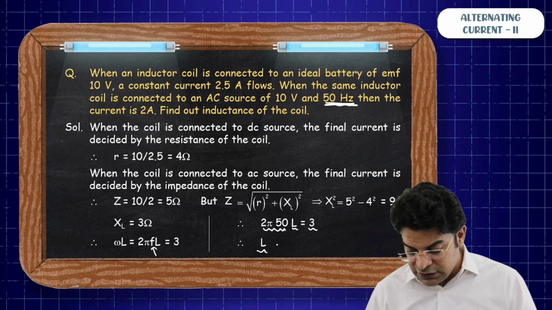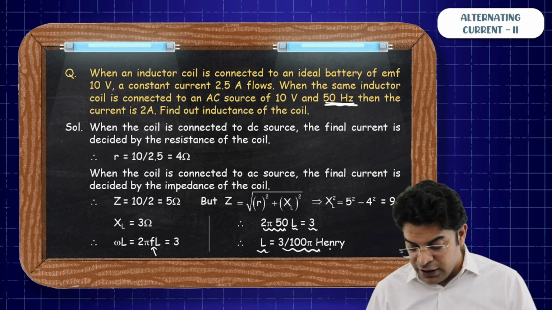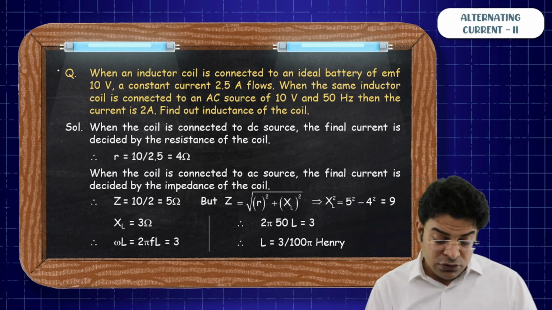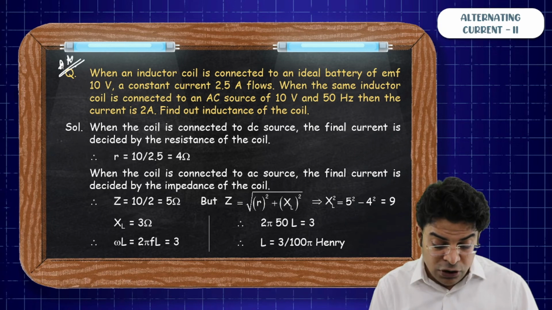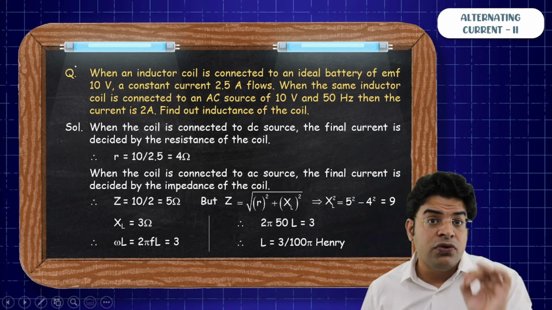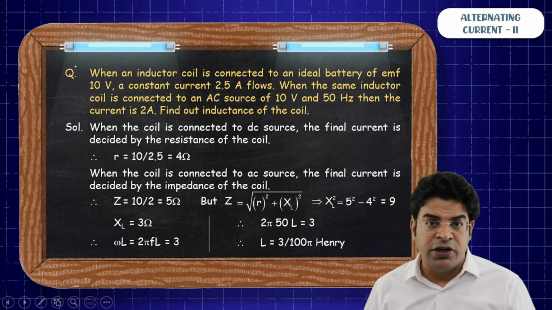So the inductance comes out to be 3 upon 100 pi Henry. Easy. Now this question is important. You should be able to answer this. This is one of the FAQs, frequently asked questions from AC in competitive examinations.